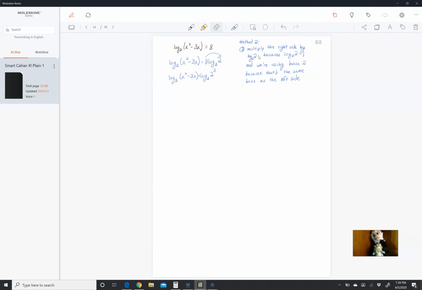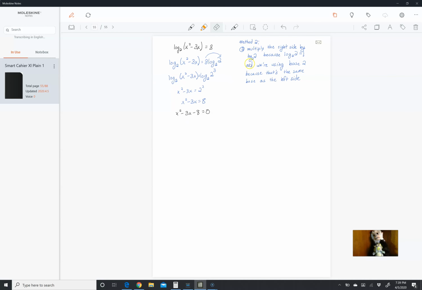So now we have the same base, so we can set the arguments equal to each other. So now x squared minus 3x is equal to 2 cubed, or x squared minus 3x is equal to 8. Okay, subtract 8 from both sides and we get x squared minus 3x minus 8 is equal to 0. This is where it goes back to where we were on the other side. Okay, and that's where we left off.